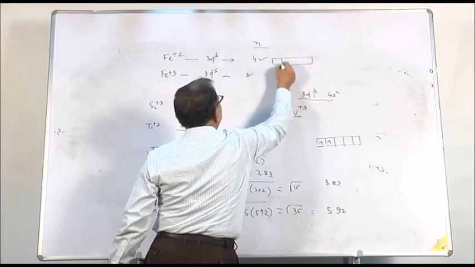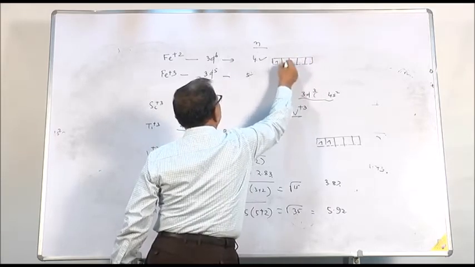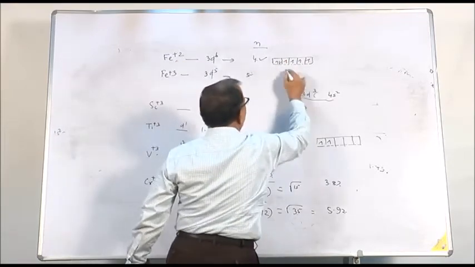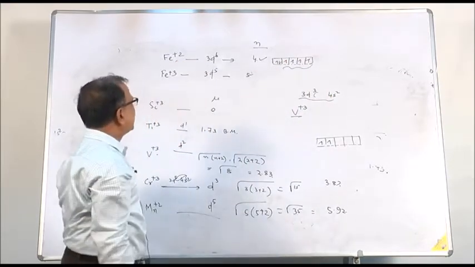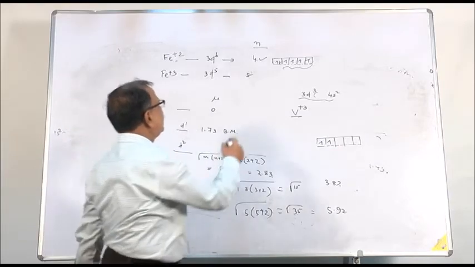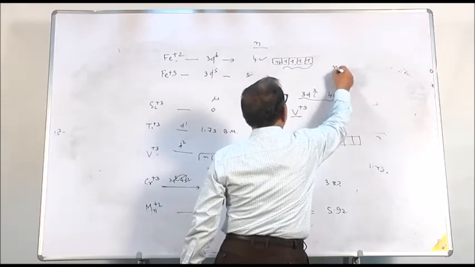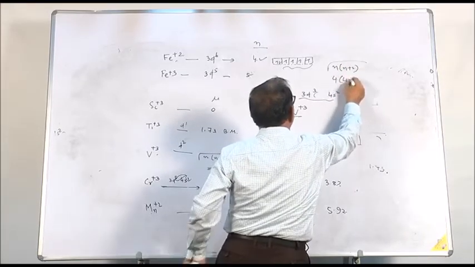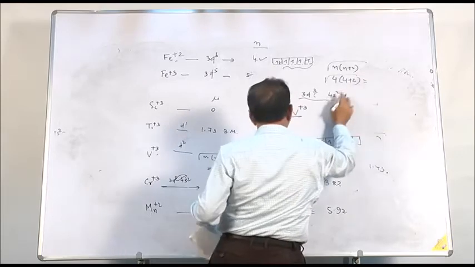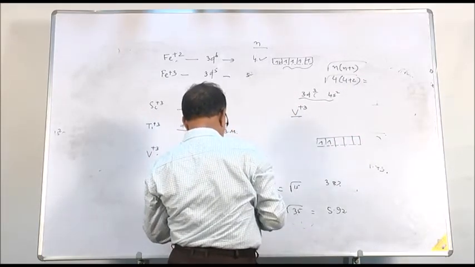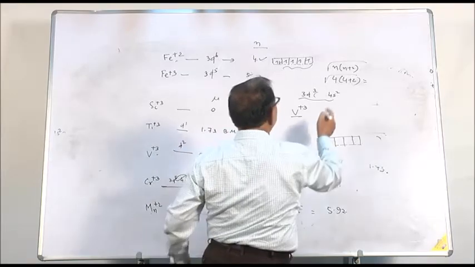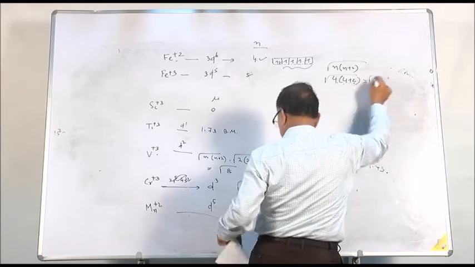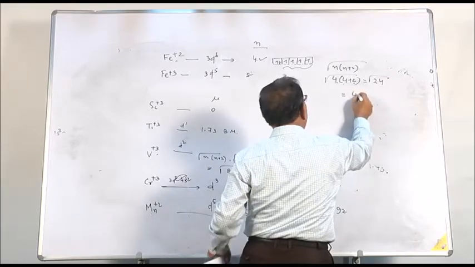Look at here. 1 2 3 4 5 6, plus 2 state, one electron each. And then the remaining are 4 unpaired electrons. Presence of 4 unpaired electrons, it will be n is equal to 4, n plus 2 root over, that is 4 plus 2 root over, we will get root over 24. The value of root over 24 is 4.90.